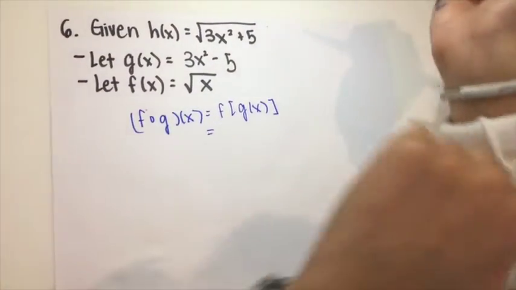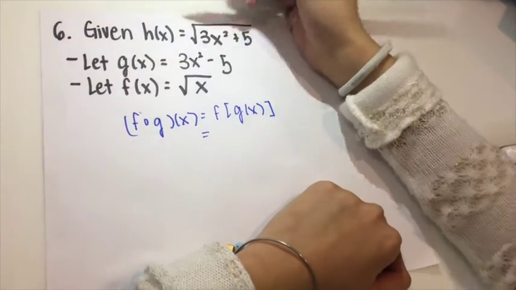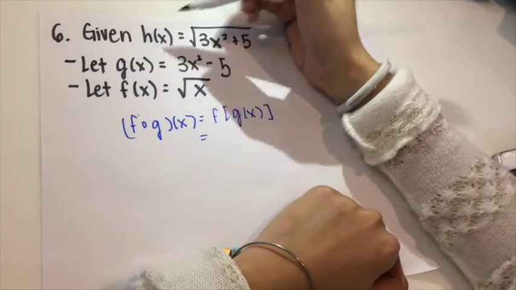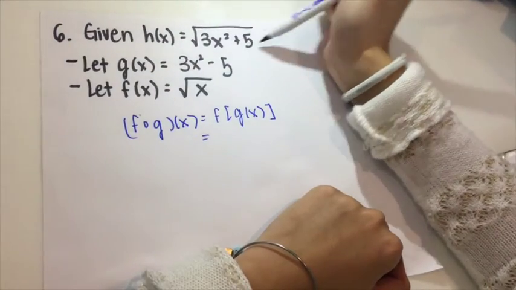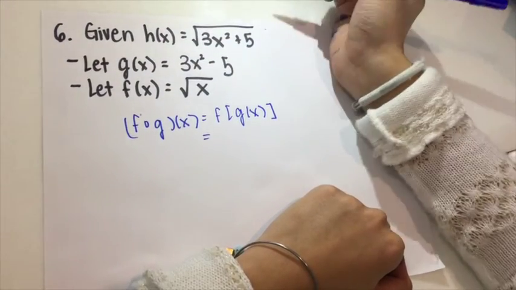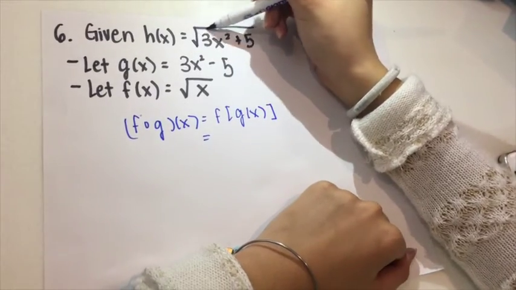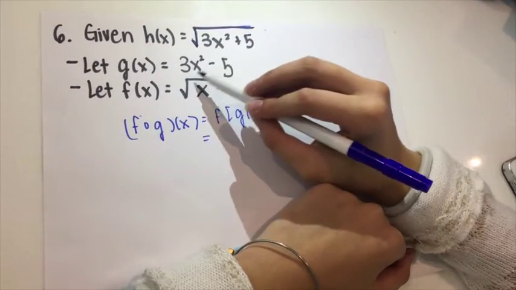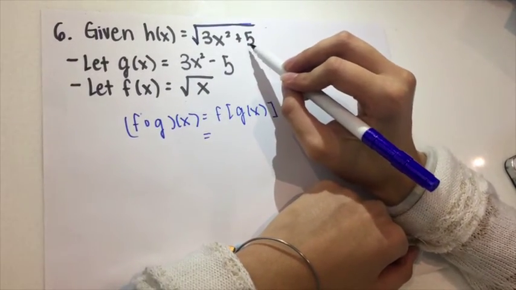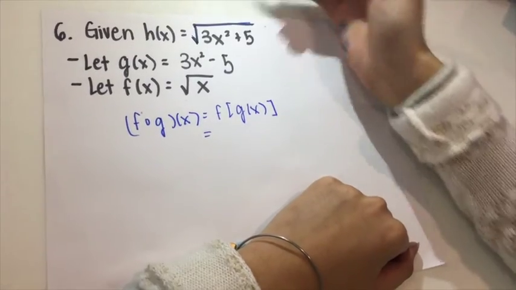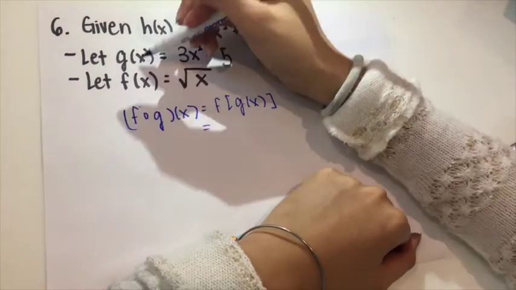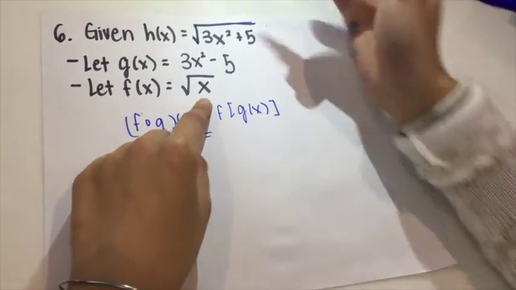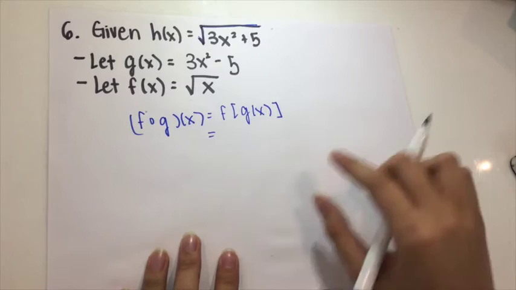Okay, number 6. Given that h of x is equal to square root of 3x squared plus 5. Again, let g of x be equal to the values inside the grouping symbol. In this case, all the values are grouped under a square root sign. So g of x will be equal to 3x squared plus 5. Now, since we already assigned this to g of x, let f of x be equal to square root of x.